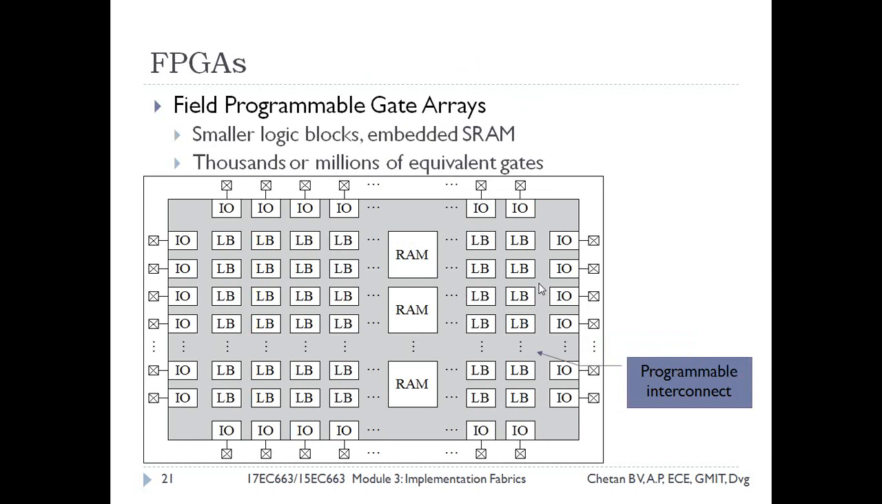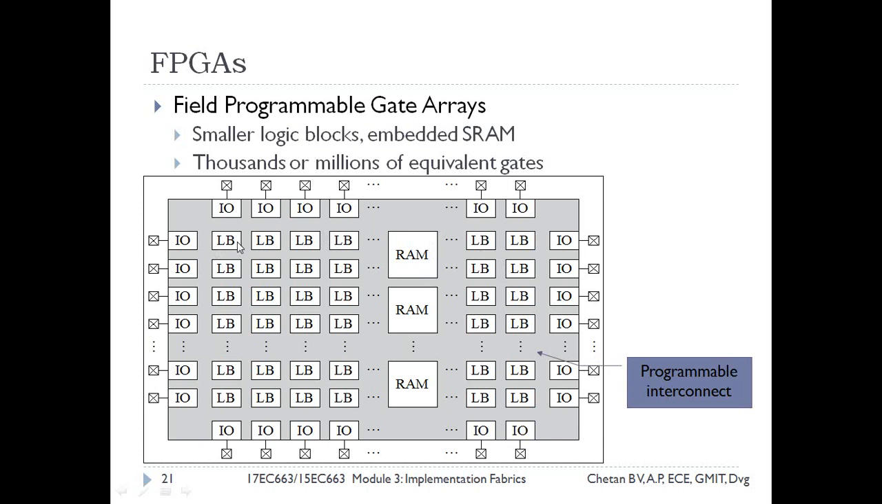Next is FPGA. FPGA stands for Field Programmable Gate Array. An FPGA consists of three main blocks. The first one is the IO block, next is the logic block, next one is RAM, and one more is the shaded part, which is called the programmable interconnect.